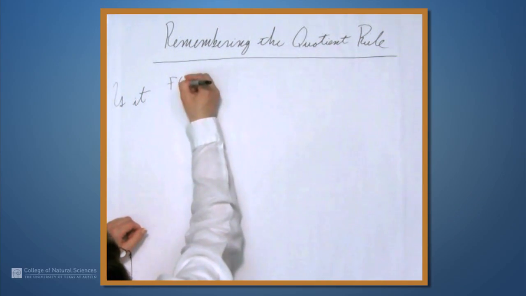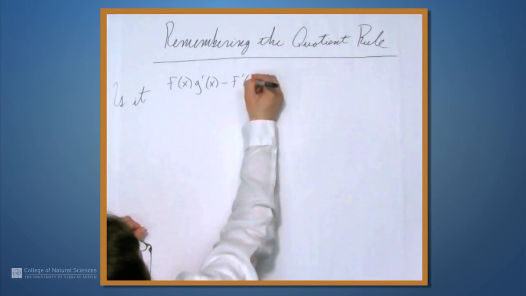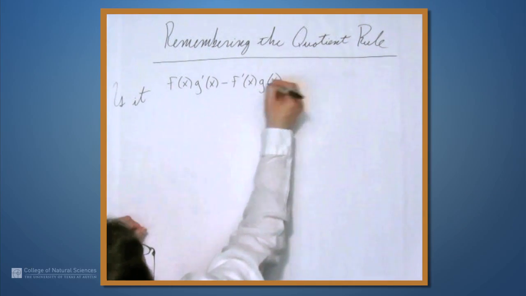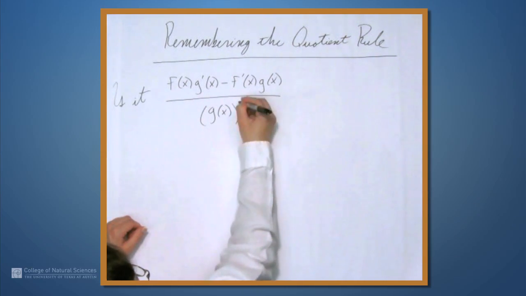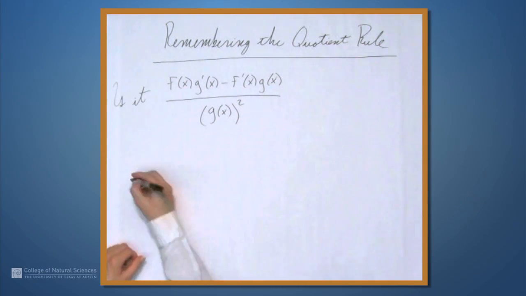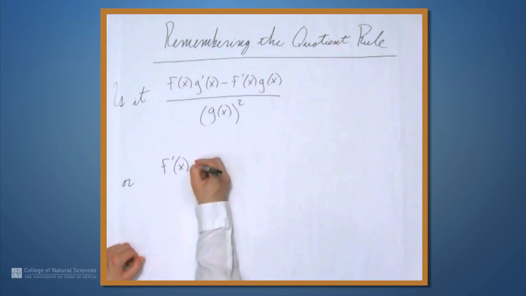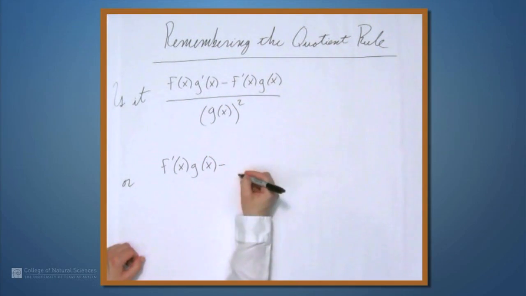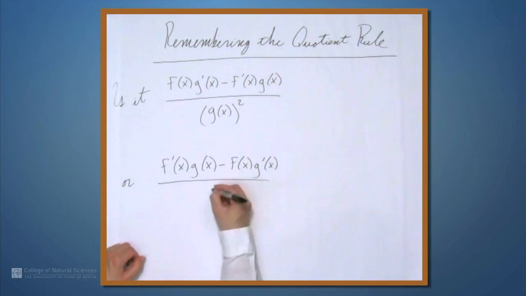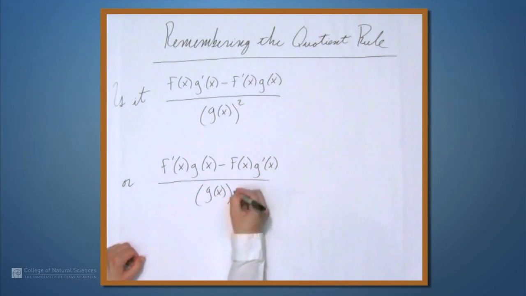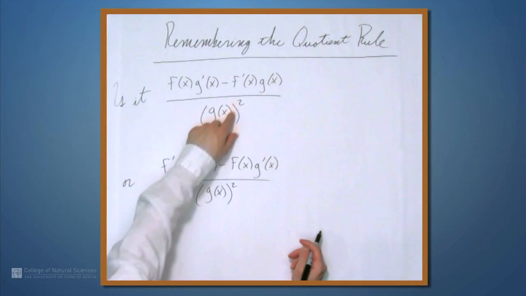So is it f of x times g prime of x minus f prime of x times g of x over g of x quantity squared? Or is it f prime of x times g of x minus f of x times g prime of x over g of x quantity squared? In other words, what's the order of the terms in the numerator?